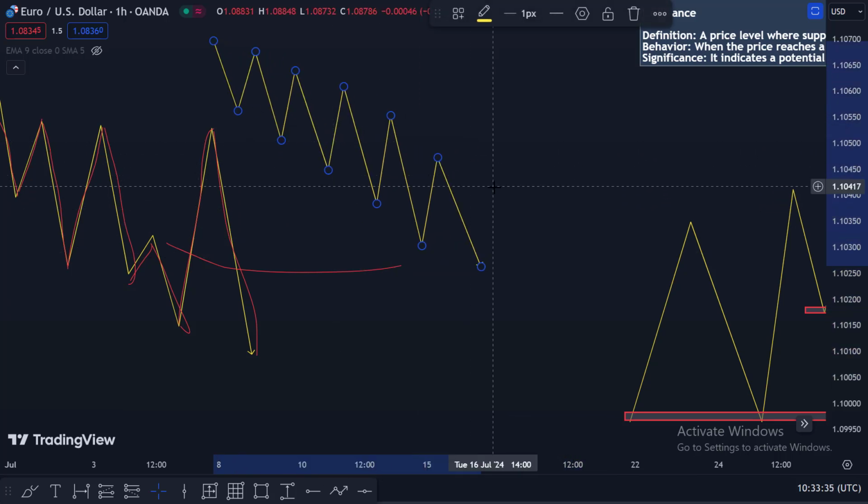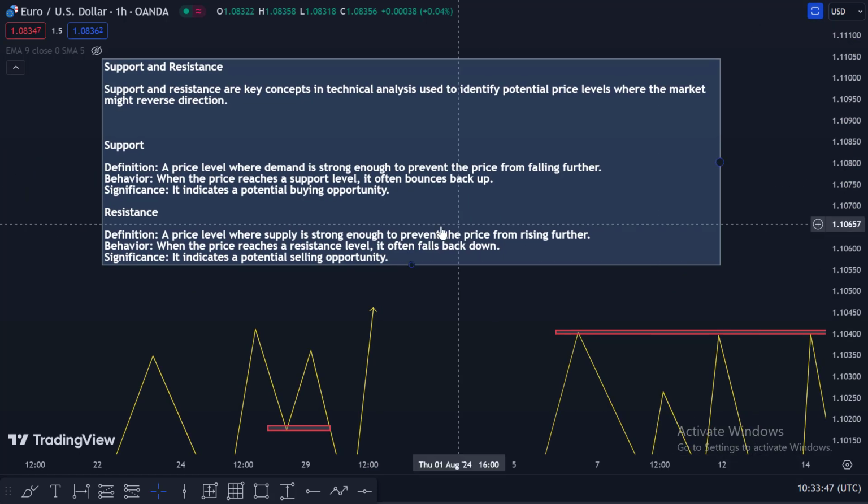All right, let's go to the support and resistance, or the ranging market. Support and resistance are key concepts in technical analysis used to identify potential price levels where the market might reverse direction. Support. The definition of support: a price level where demand is strong enough to prevent the price from falling further. Behavior: when the price reaches a support level, it often bounces up.